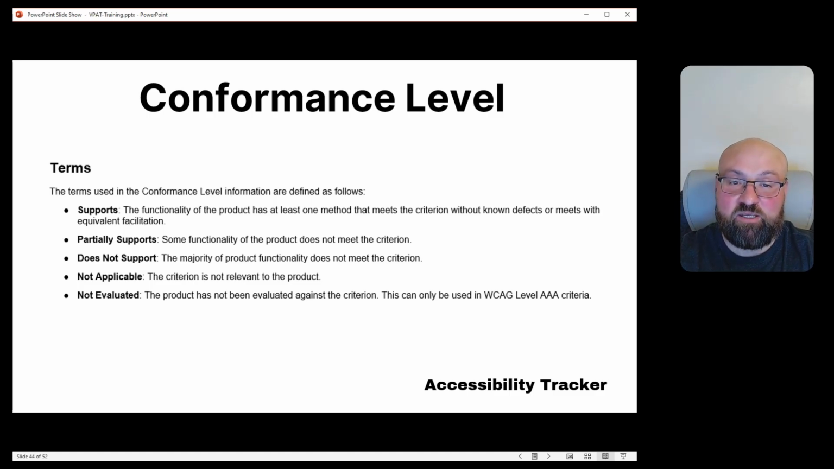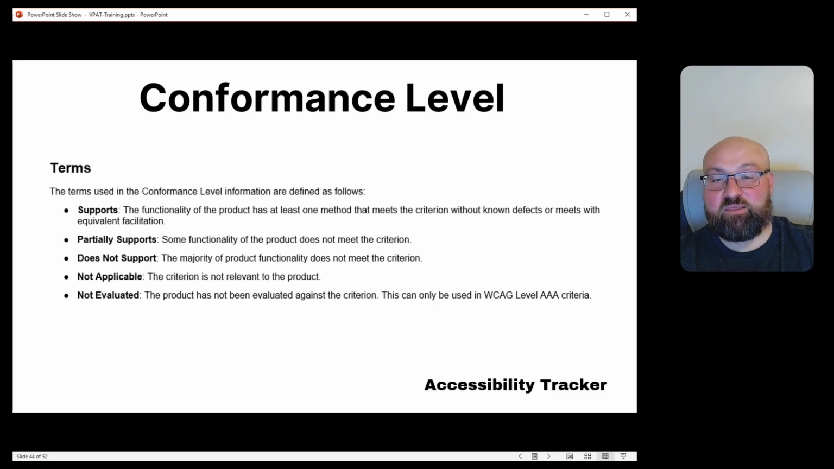For supports, we have: the functionality of the product has at least one method that meets the criterion without known defects or meets with equivalent facilitation. That is a very complicated way of saying that the product or service is conformant with the criterion. Next, we have partially supports. Some functionality of the product does not meet the criterion.